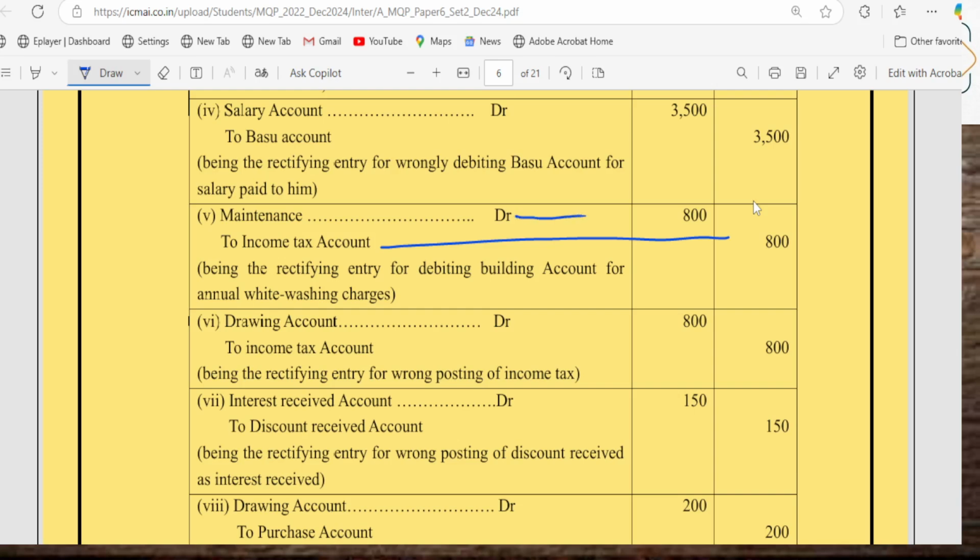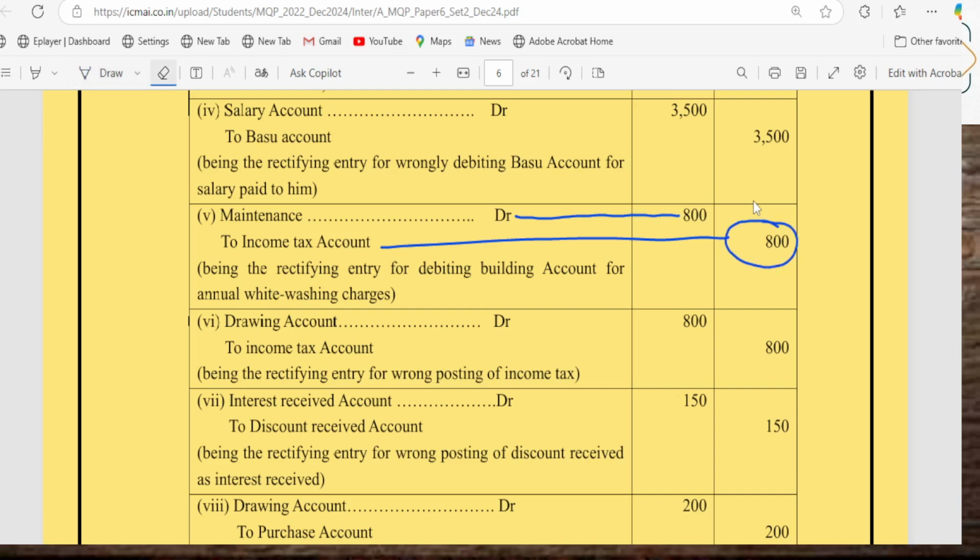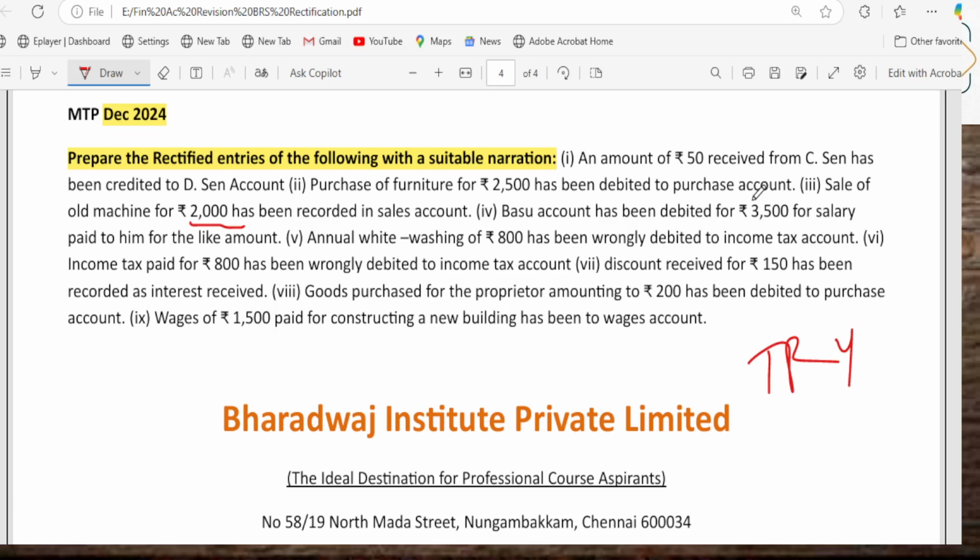Maintenance account you should debit. Debit now. Whitewashing. Clear? Income tax account தப்பா debit பண்ணதை credit பண்ணி remove பண்ணுங்க. What is the next one? Income tax 800 has been paid. Debited to which account? Income tax pay பண்ணா உங்களோட read பண்ணுங்க. Business money எடுத்து personal tax pay பண்ணா drawings.